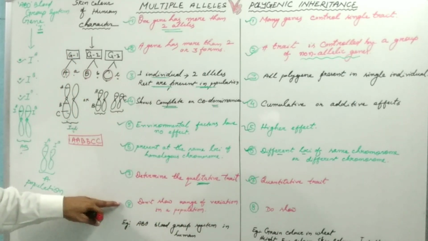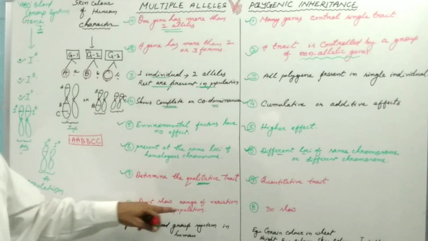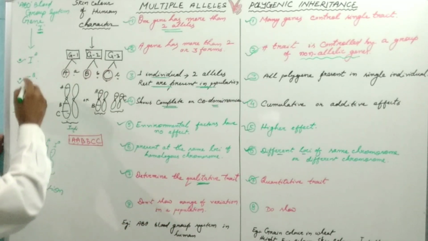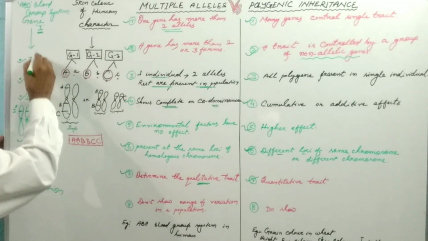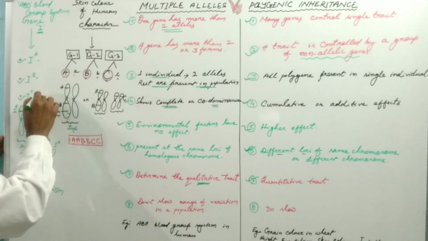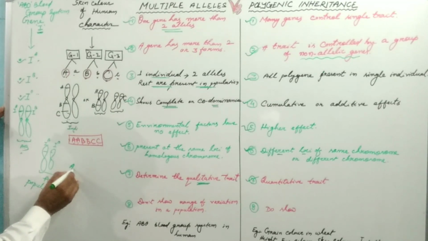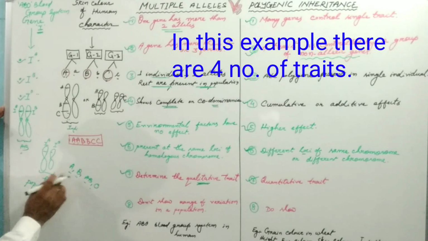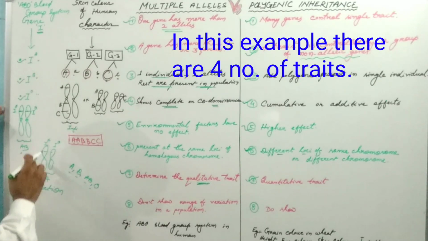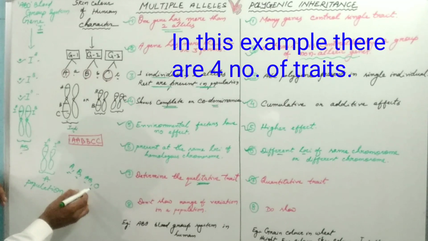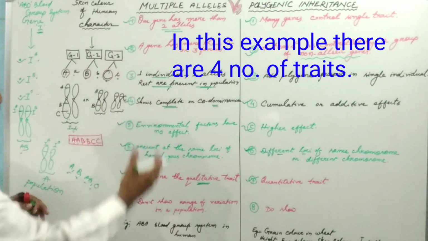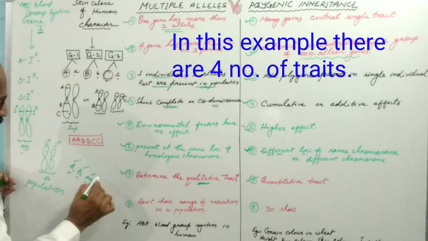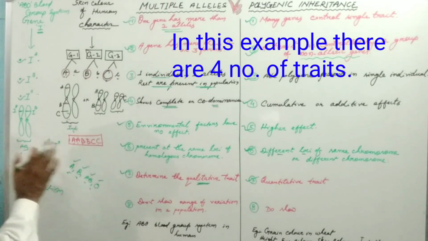Now come to the last point. Don't show range of phenotypic variation in humans. So here there are 3 allelic forms A, B, O. The blood groups may be A, B, and O. So there are only 4 variations, 4 traits in case of multiple alleles, and you can easily count the blood groups: 1, 2, 3, 4. So 4 blood groups are there.